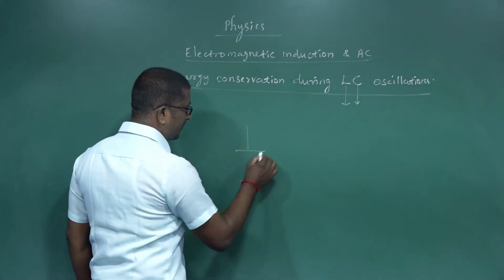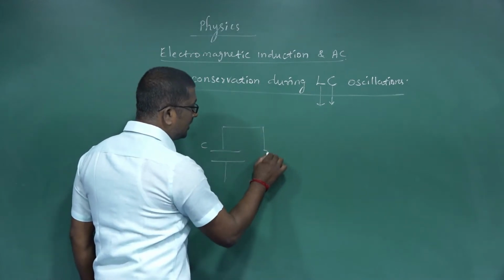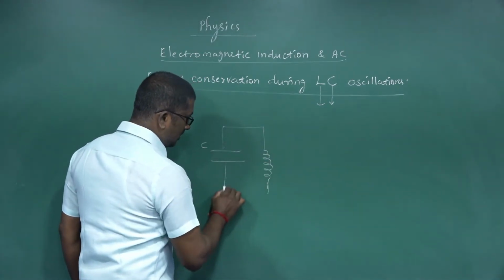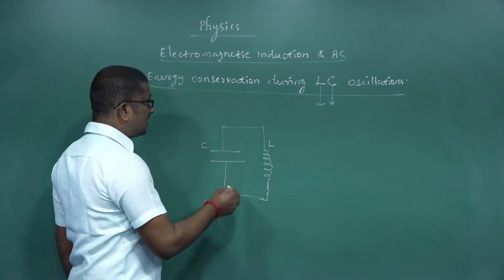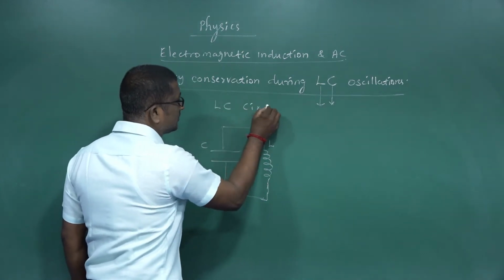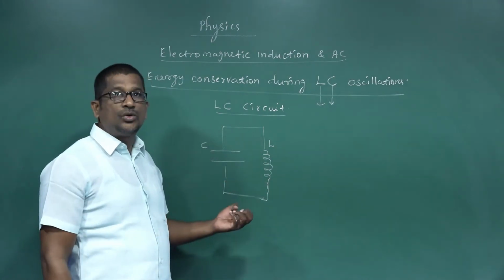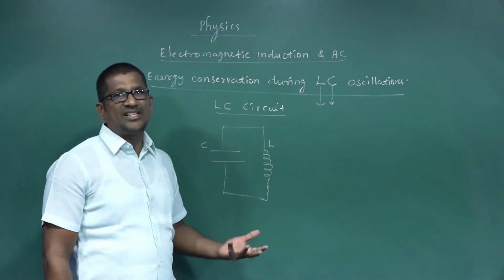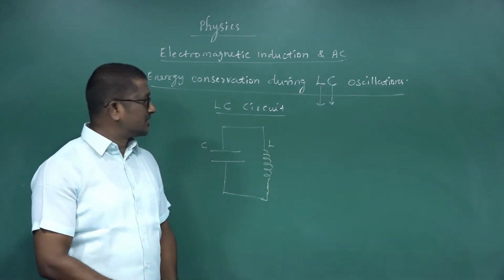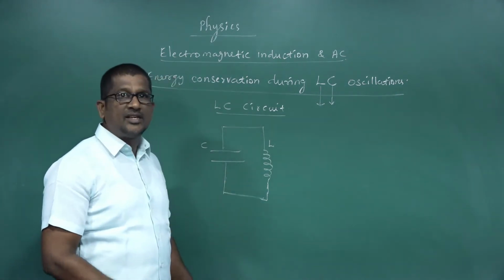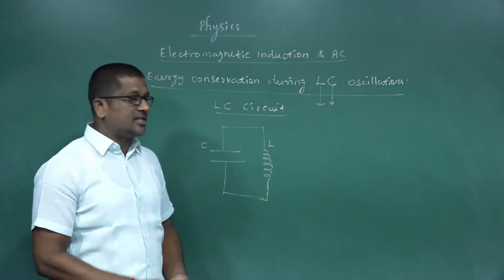If a capacitor of capacitance C and an inductor of self-inductance L are connected like this, then this circuit is called an LC circuit. An LC circuit is also called an oscillatory circuit or tank circuit. Why is it called a tank circuit? Because energy can be stored in this circuit.